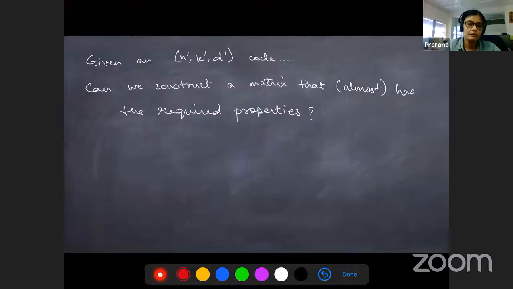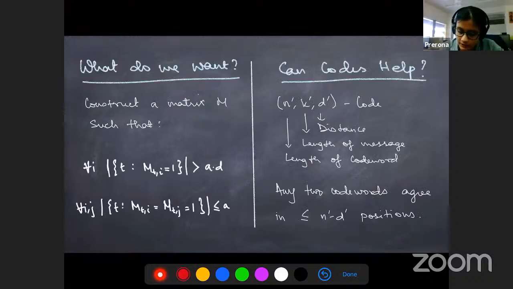And so now, suppose we are given an n prime, k prime, d prime code, can anyone tell me some way in which we can construct a matrix? So you see the difference, right? Here what we know is that 2 code words do not agree in n prime minus d prime positions. So they agree in very few places. But agreement and this are slightly different. Here we are saying that the number of places in which both of them have ones is very few. Whereas in codes, the number of places in which they are equal is very few. But it almost seems the same, right?